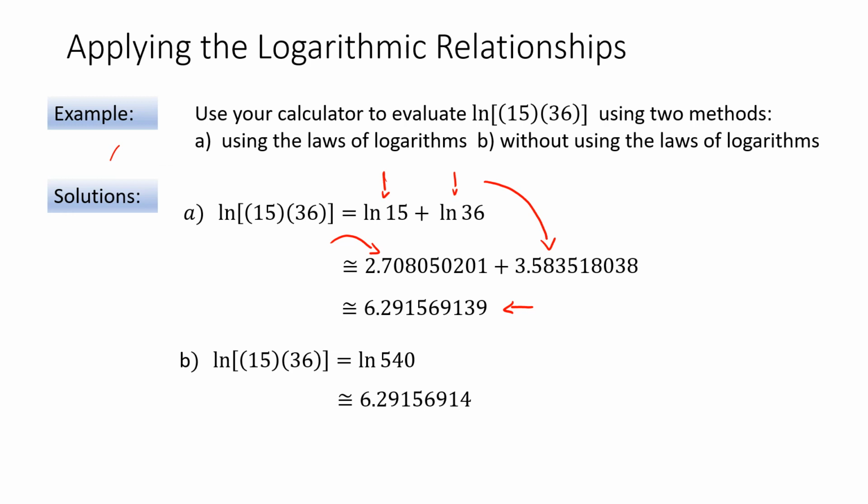But let's say you multiply those together. 15 times 36 is 540. So that's the same as writing the ln of 540. So now put that in your calculator and you'll see that you arrive at the same number, okay? Depending on your rounding, maybe your last couple decimals might be a little bit different, but that's just because of rounding. That's not because the rule doesn't give equivalent results, okay?